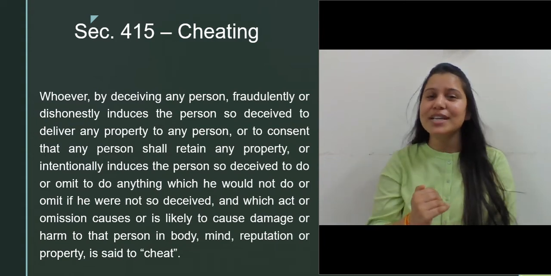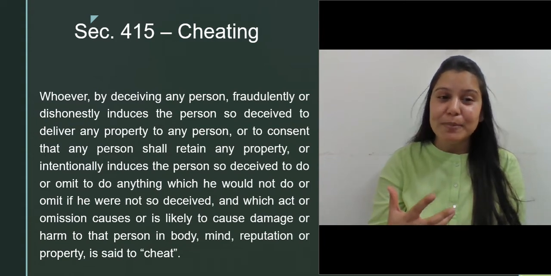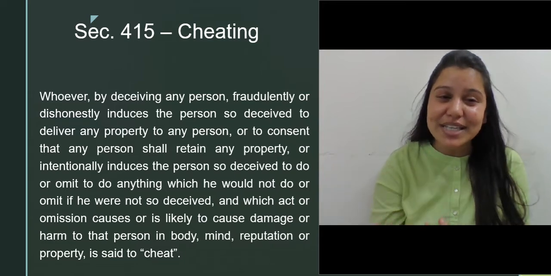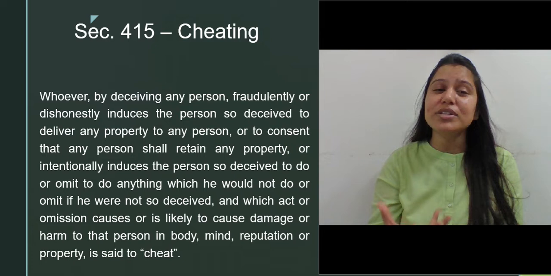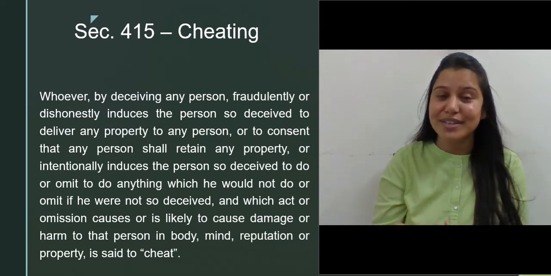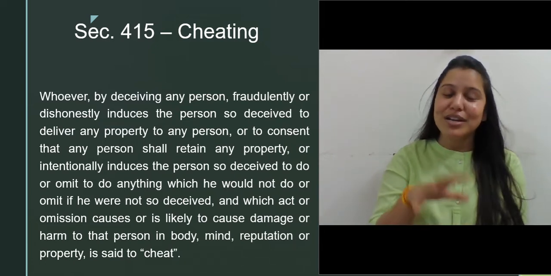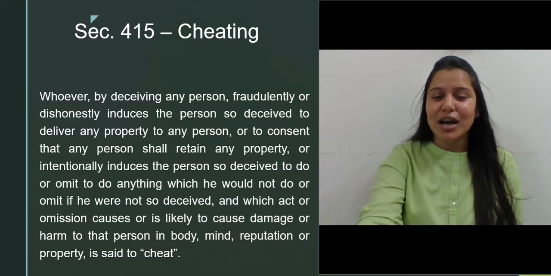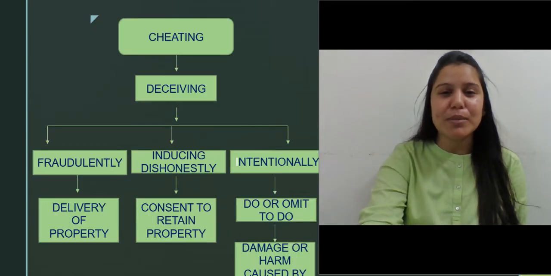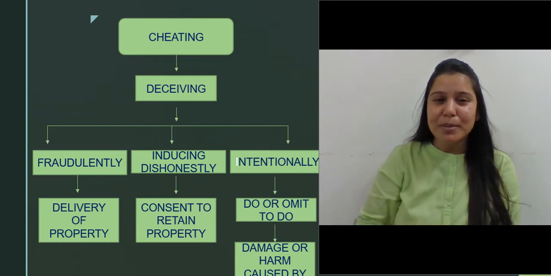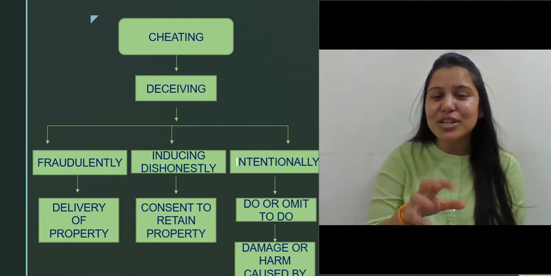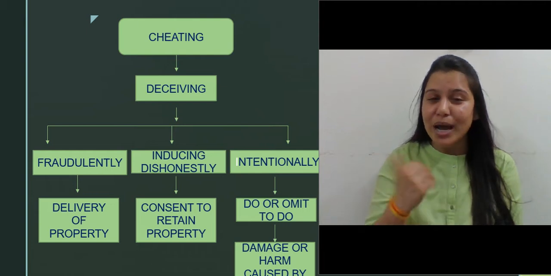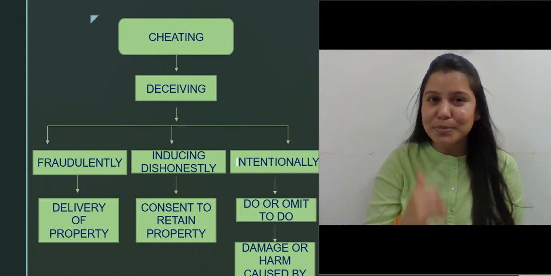The second portion is that if somebody has deceived and induces the person so deceived to do or to omit to do anything which he would not have done. Now let me give you one more example here, and I'll show you the chart also with which it will become more clear. Yes, so we are talking about intentionally to do or to omit to do, and then it causes harm or damage to the person to whom it is caused.